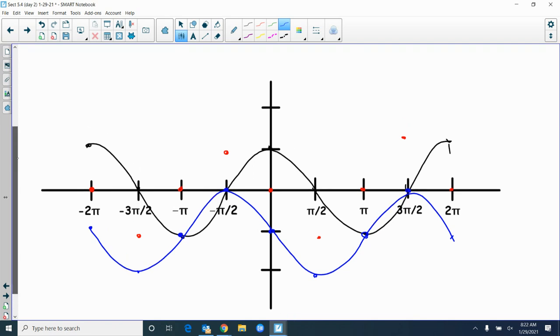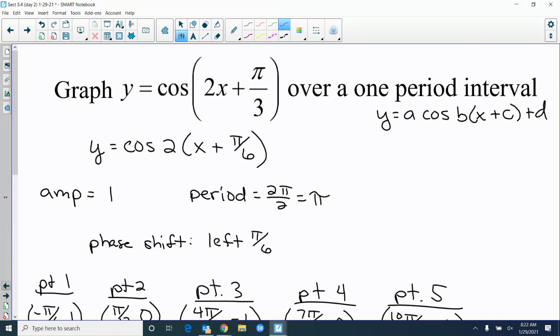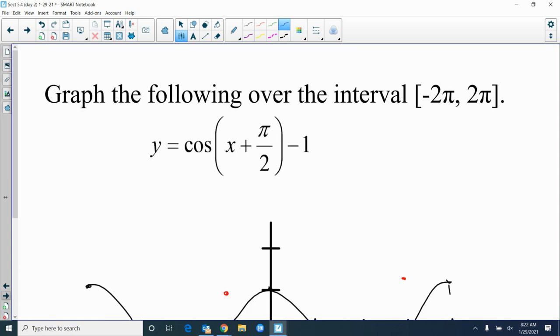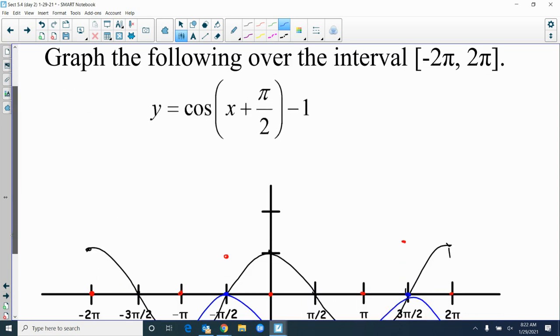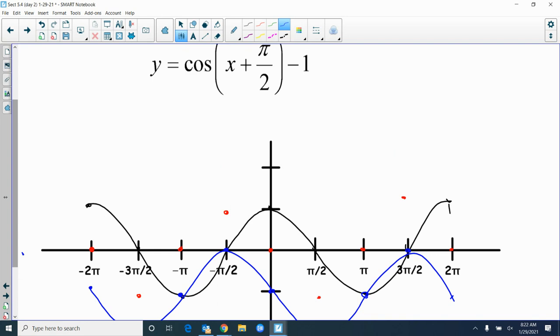Now you got to read the directions. If it just says graph one cycle, one period interval, you just have to have those 5 points. If it asks you to graph it from negative 2 pi to 2 pi, you got to start it all the way over here and end it all the way over here. But these are going to be easier. They're going to be nice shifts, not like a pi over 6 shift. These are not as hard to do.